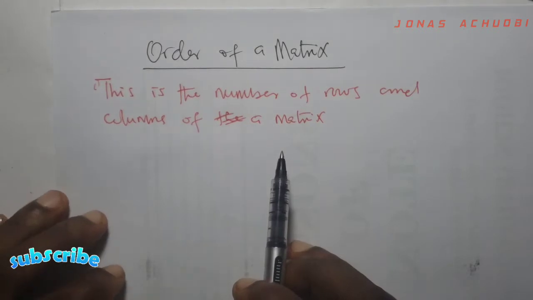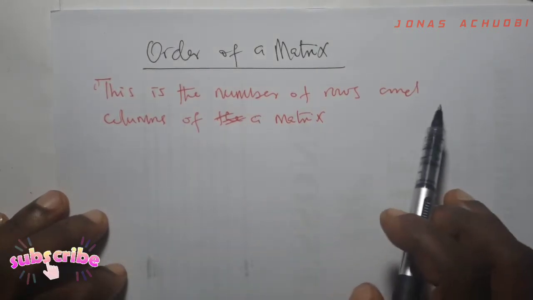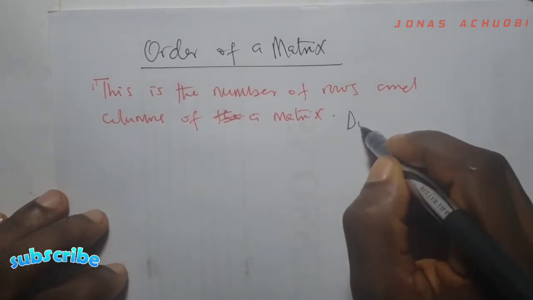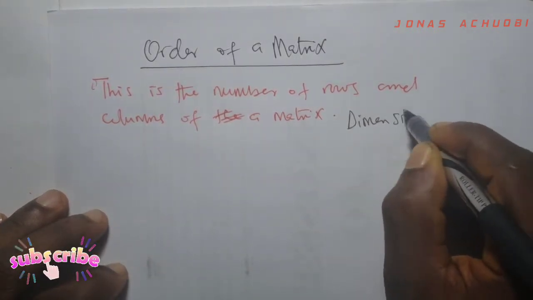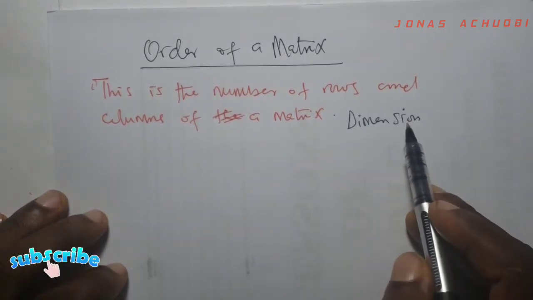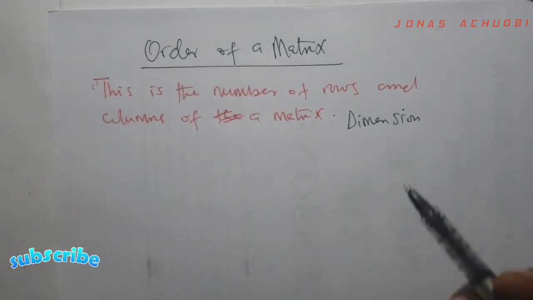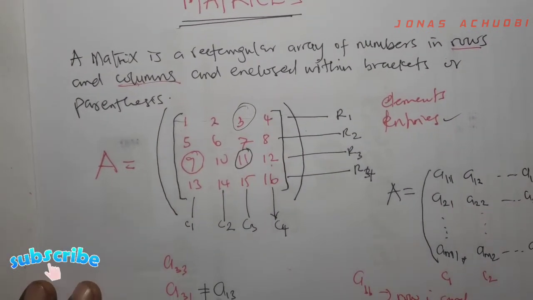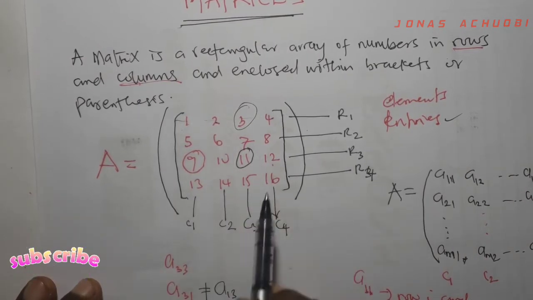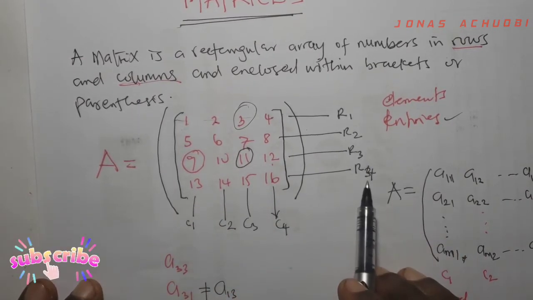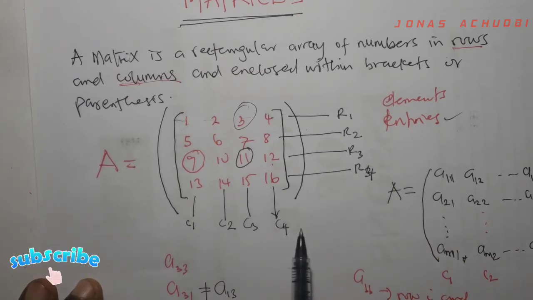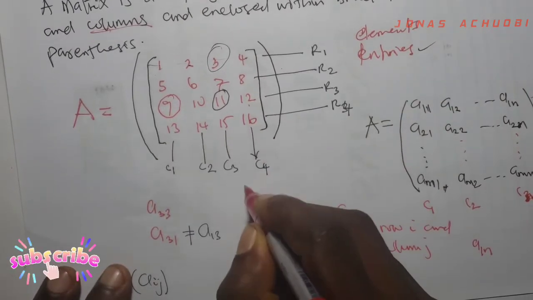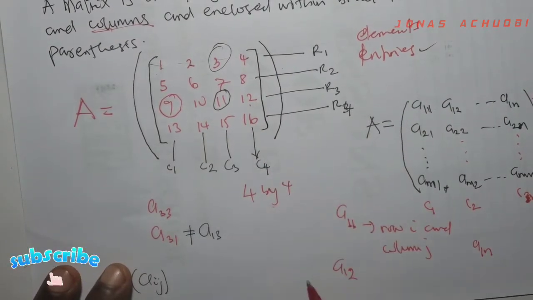Order of a matrix. This is the number of rows and columns of a matrix. Sometimes we call the order of a matrix the dimension of a matrix, though this means something deeper later on. So dimension of a matrix or order of a matrix simply means the number of rows and columns of a given matrix. For instance, let us go back to our very first candidate A. This matrix has 4 rows and 4 columns, so it is of order 4 by 4.